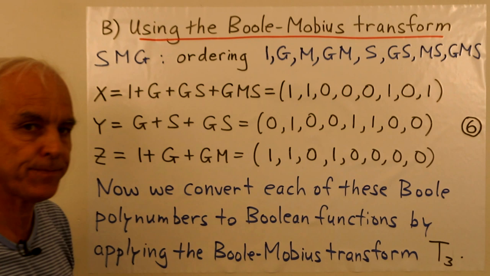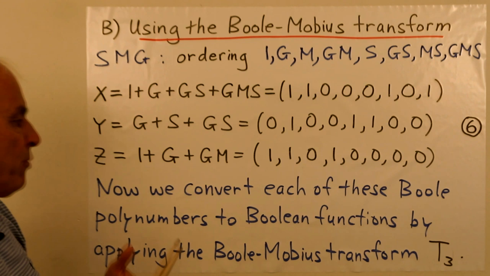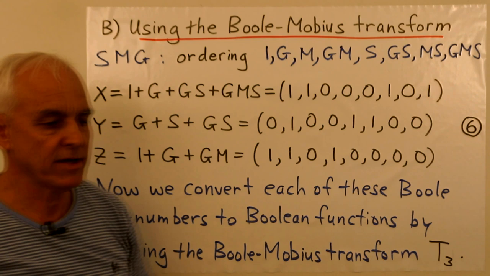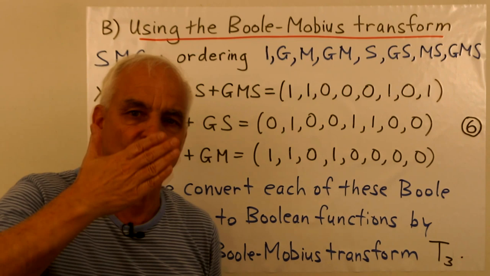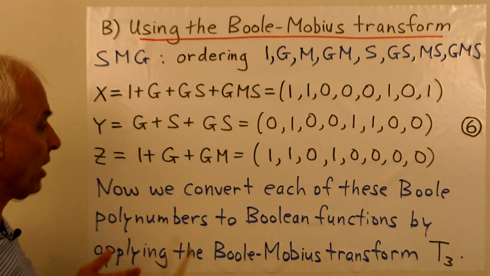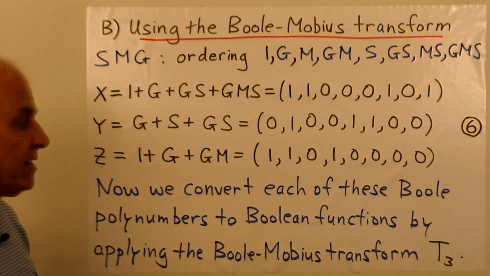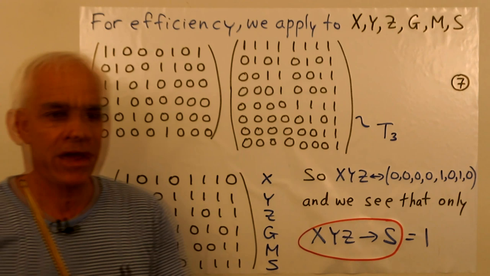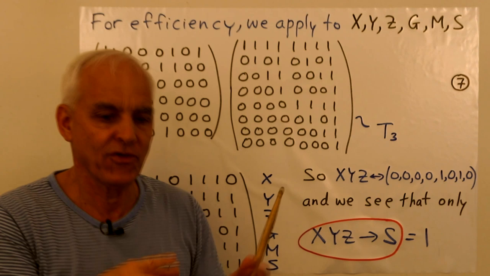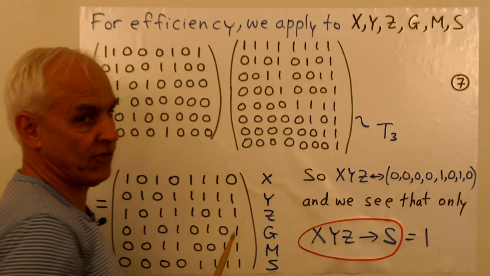So remember that the Boole-Mobius transform takes these Boole polynomials and converts them to Boolean functions. What does that mean? It means that it allows us to quickly write down what the corresponding truth table evaluations of these premises would be if we made a big truth table for them. The way we do that is we multiply, in this case, because there are three variables, by the Boole-Mobius transform T sub 3. We can be a little bit efficient about this because we want to ultimately transform not just X, Y, and Z, but also whatever conclusion we're aiming for. At this stage we are aiming potentially at three conclusions, so it makes sense to transform all of them. The three conclusions are G, M, and S. They're potential conclusions of our argument.